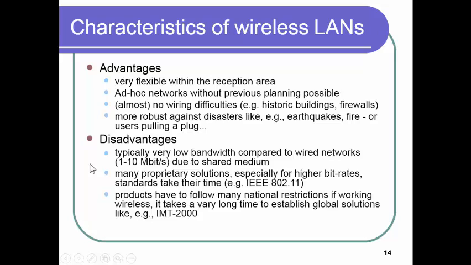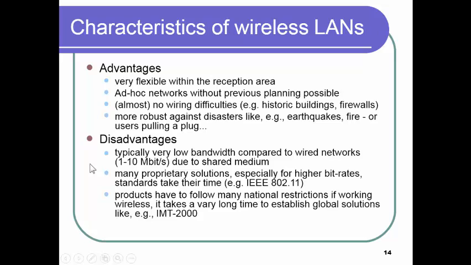Then about the data rate. So wireless network will provide limited data rate as compared to the wired local area network or wired configuration. So typically very low bandwidth compared to the wired network, 1 to 10 Mbps due to the shared medium. So the data which is available with the access point gets shared by the number of devices communicating with the access point.